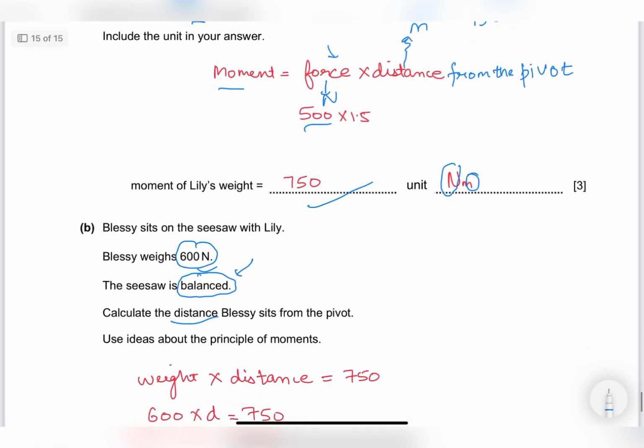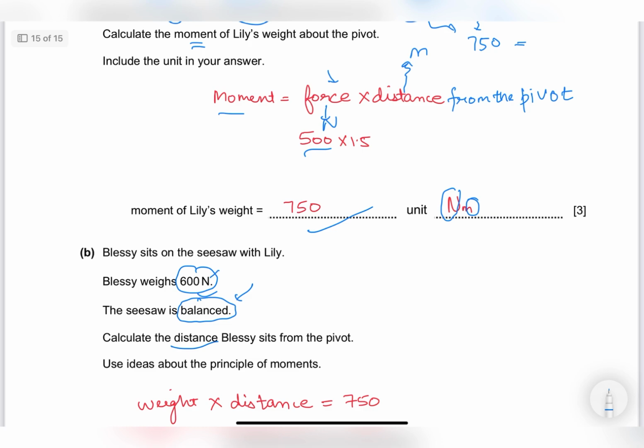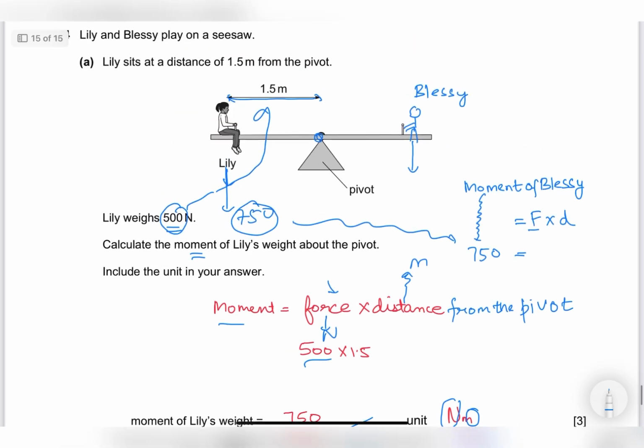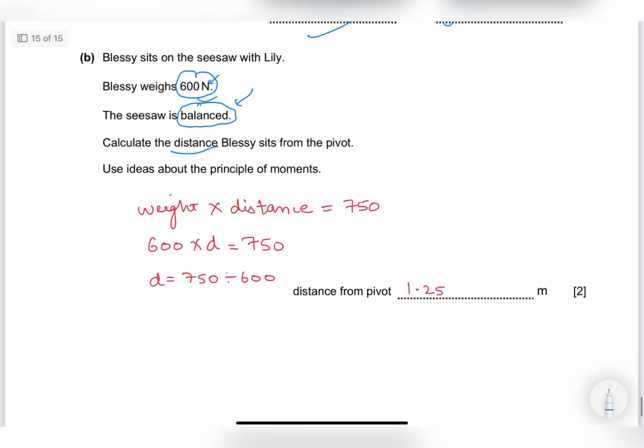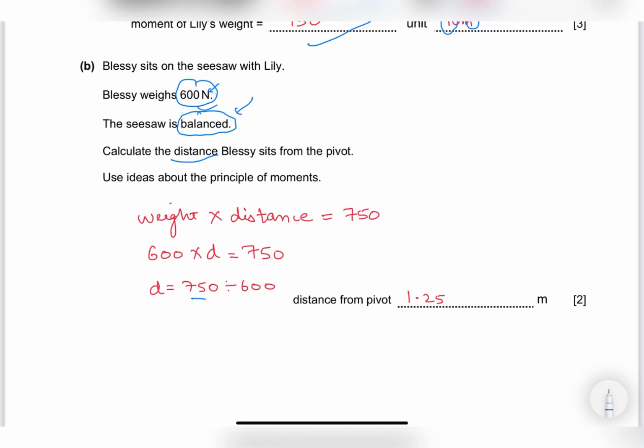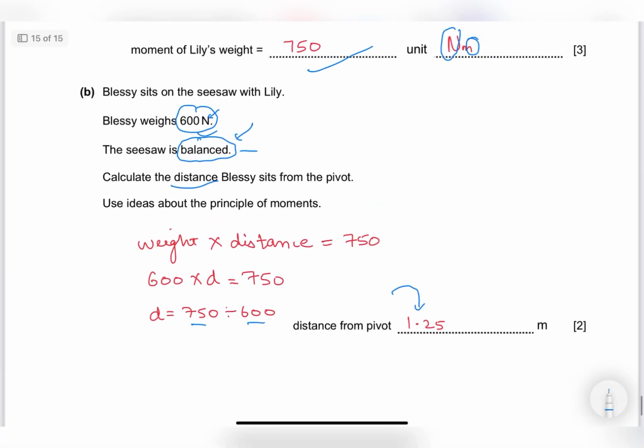It is 600 Newton. If you see Newton, understand that it is the force given. So force is 600 times distance. We don't know the distance. Make it the subject: send 600 to the other side. What will we do? Divide 750 by 600 and we will get our answer. If something is balanced, that means their moments will be the same. Repeat after me, moment same.